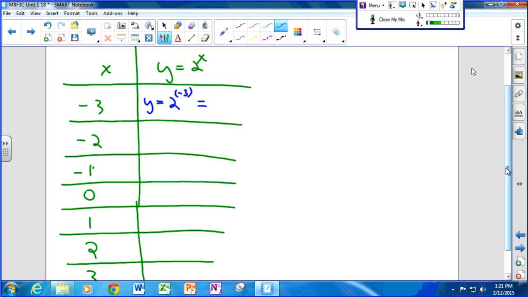That's kind of interesting, because we could plug that into our calculators, but if we remember our exponent laws from the last chapter, 2 to the -3 is equal to 1 over 2 to the power 3. 2 to the power 3 is 2 times 2 times 2. 2 times 2 is 4, and 4 times 2 is 8. So this whole thing is equal to 1 over 8.